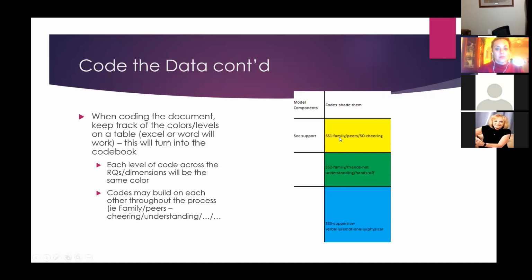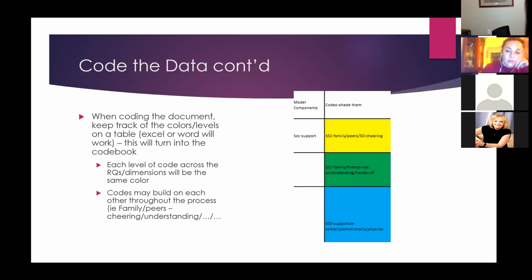This SS1 family peers cheering, it got a little bit longer and a little bit longer. And there are other ways to code. Some will do subcodes, and maybe SS1 has SS1-A, SS1-B. I chose to do it this way where I didn't use subcodes, I just put them all together. So it's really what's going to work best for you. This is just what worked best for me.